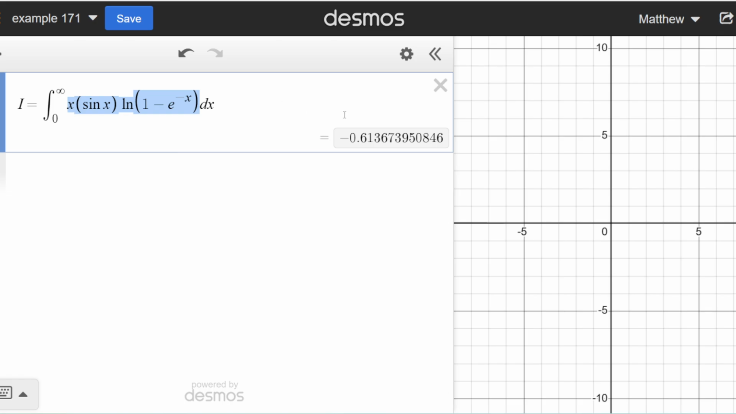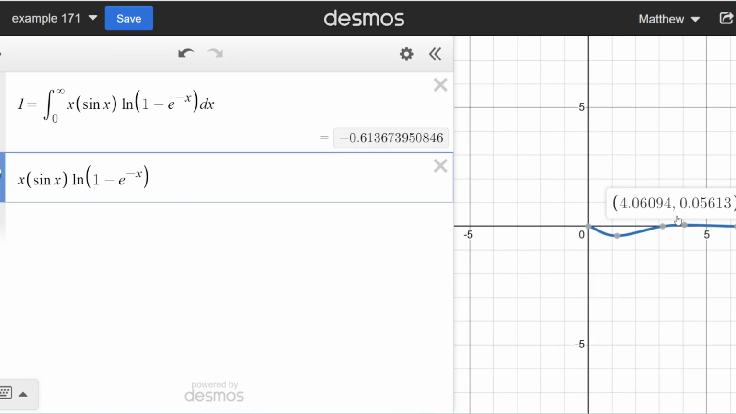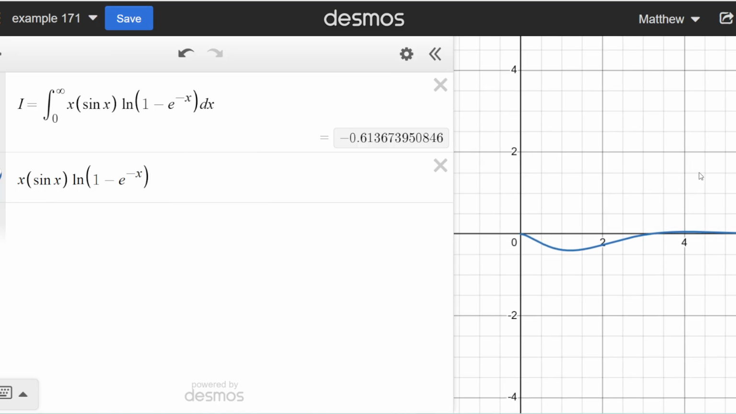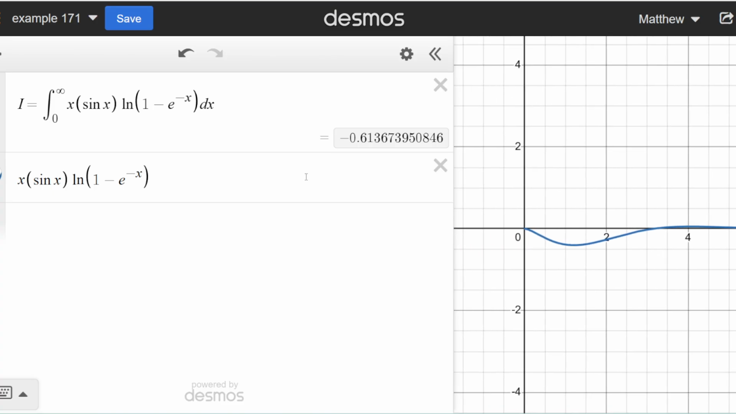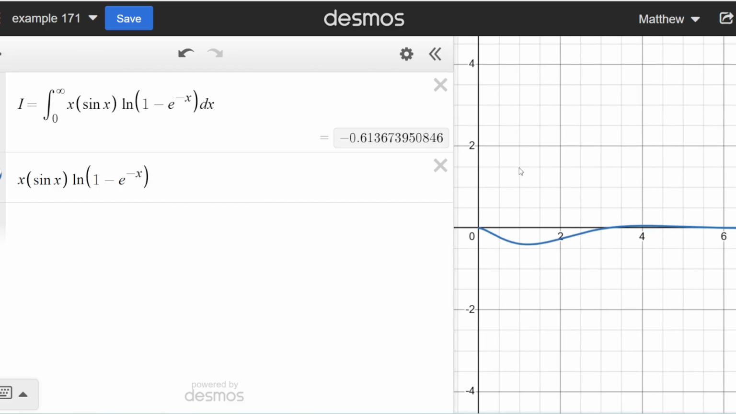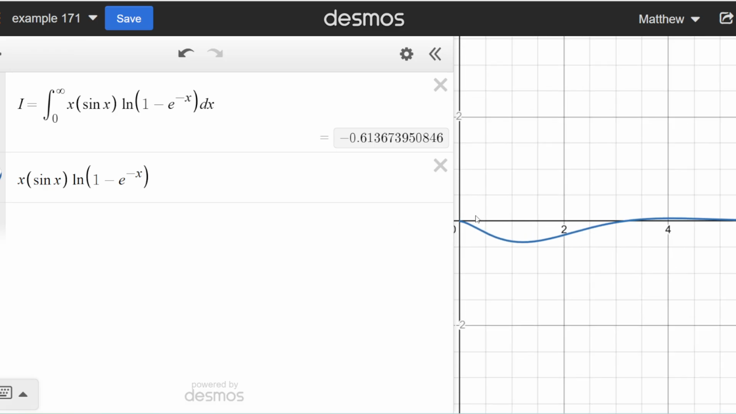All right, you can see this is what we should get. Let's go ahead and take a look at what this thing looks like. All right, so that's what it looks like. Goes to zero pretty quick as x goes to infinity. Let's see. I guess we'll just put that graph all the way over there and then zoom in. There we go.